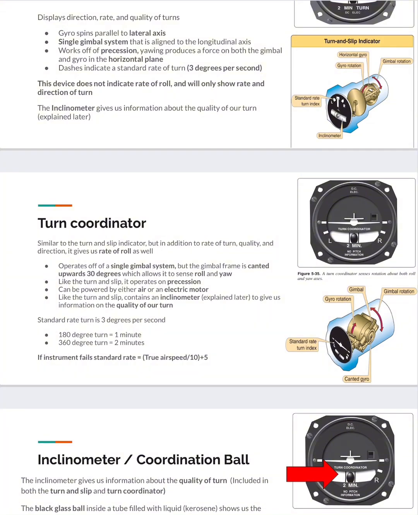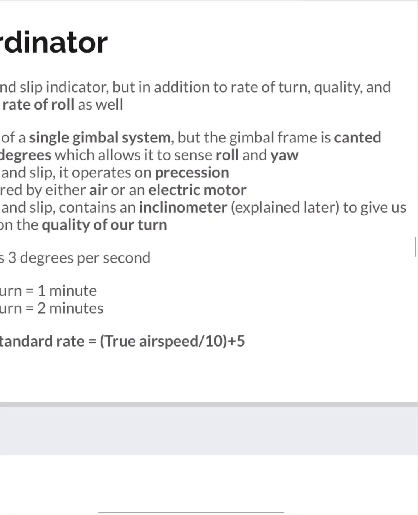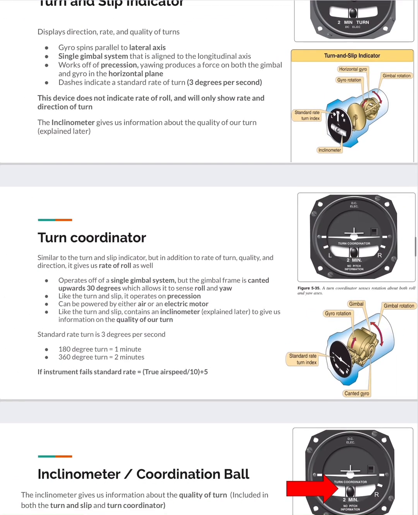What do we do if this thing fails? How do we actually get our turn rate? This is more of an instrument rating question. We would use our attitude indicator, but the angle of bank that we would need would be equal to our true airspeed divided by 10 plus 5. So that's kind of how that works out there.